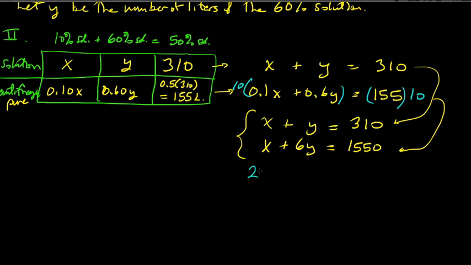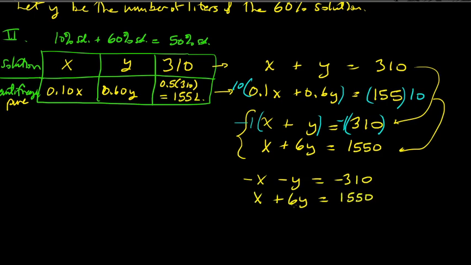We don't want to add them because we would get x plus x is 2x. We need one of them to be negative. So just multiply the first equation by -1, again on both sides. If you do that, you just get -x minus y equals -310. Add that to the second equation, and you get 0x plus 5y equals, now I better use my calculator because I can't do this in my head. I'm really bad at arithmetic here. 1,240.